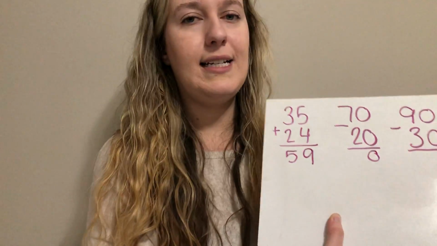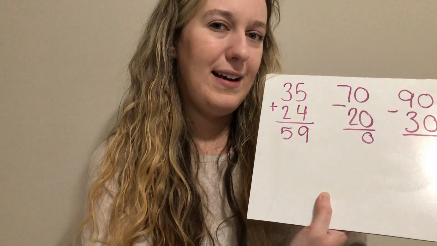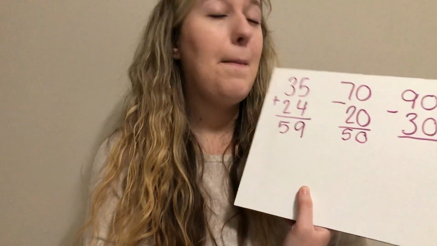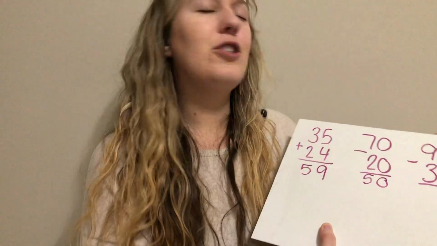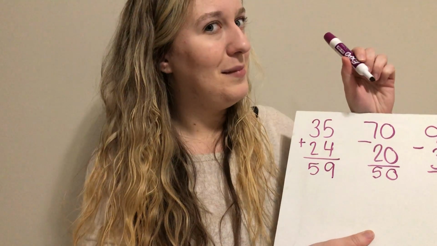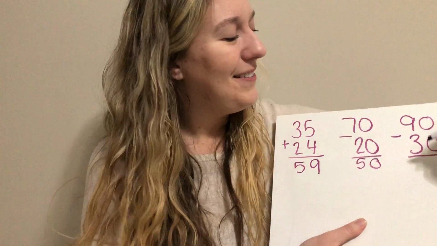Now we go to our tens place. 7 minus 2, what would the answer be? 5. Very good. So 70 minus 20 equals 50. Let's try one more. 0 minus 0. This one sounds familiar. What would the answer be? 0. Good job.